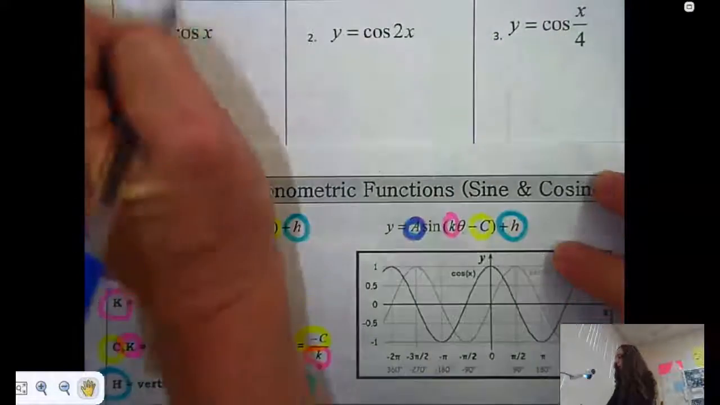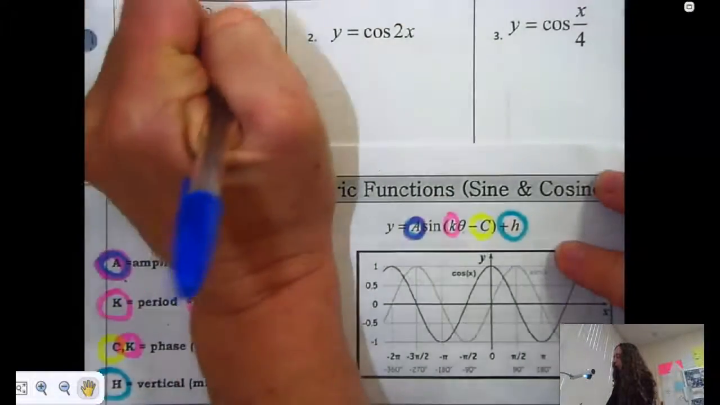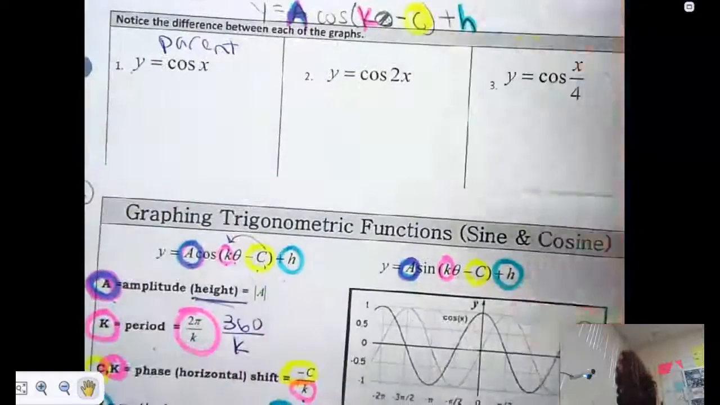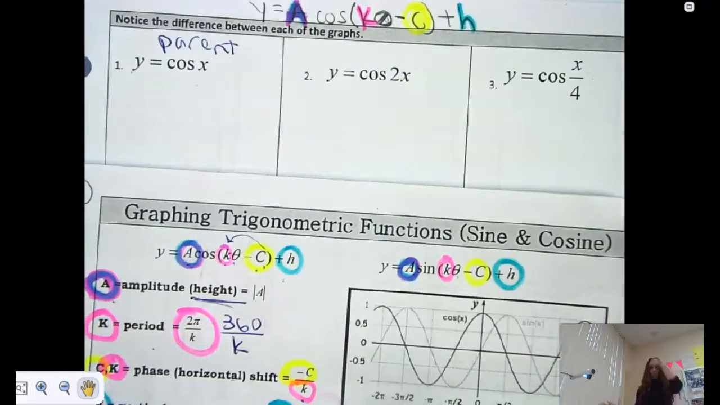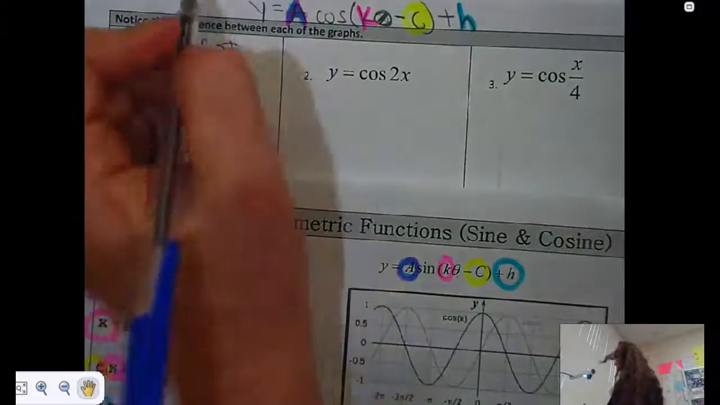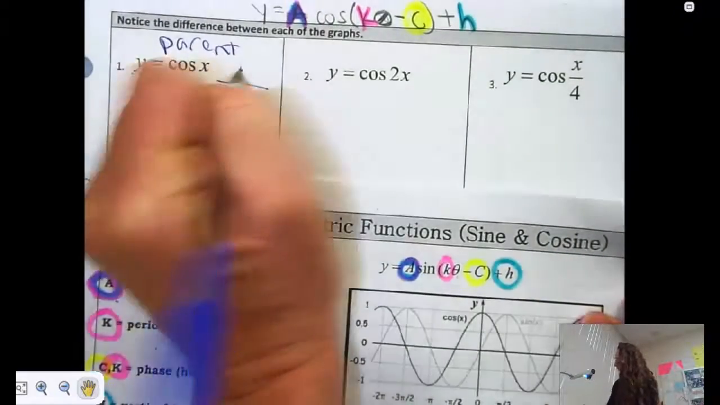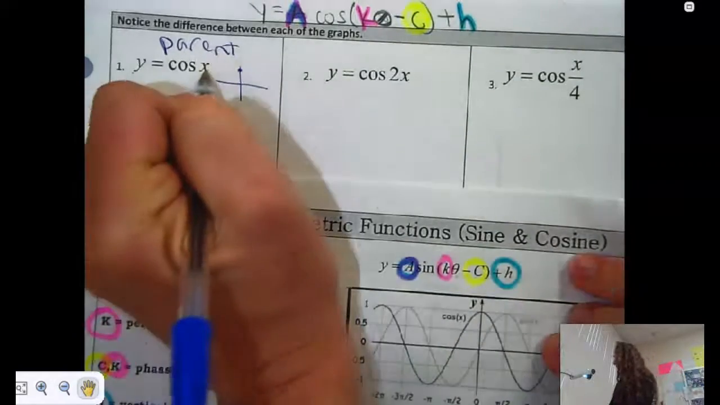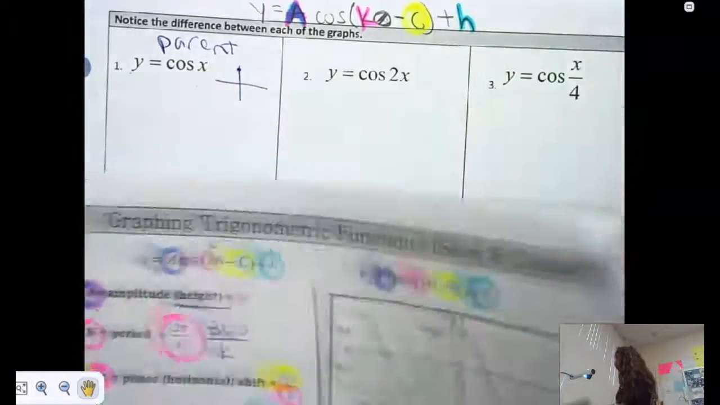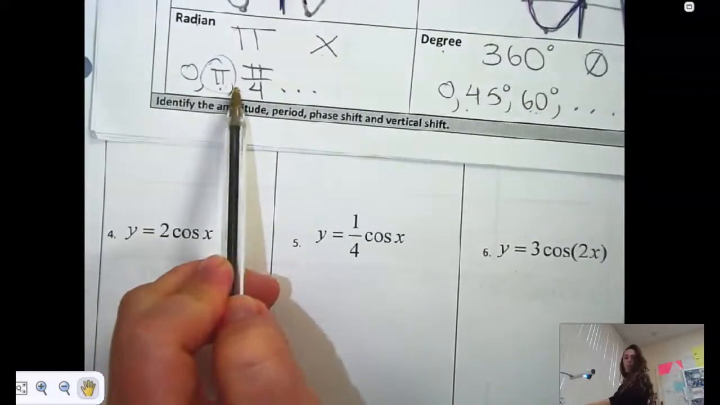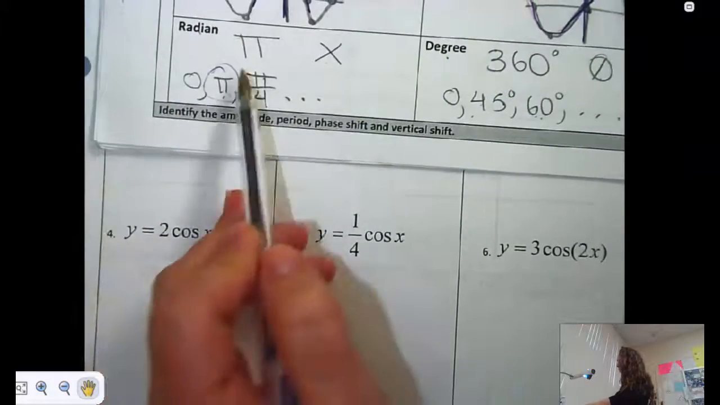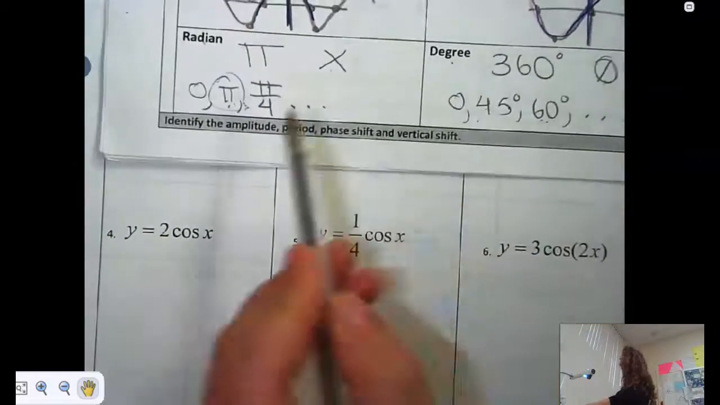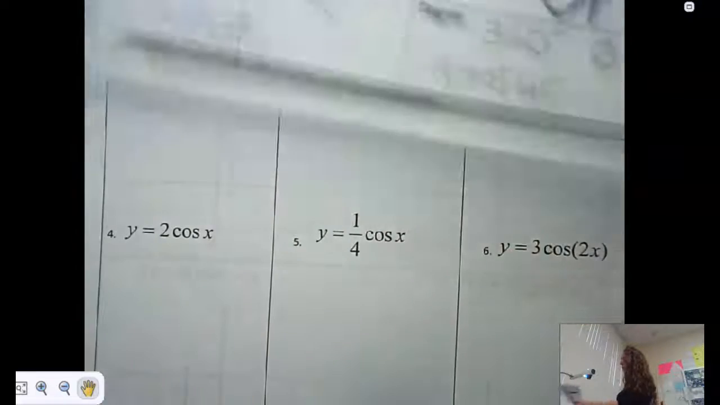So here is the parent graph. Let me write that. This is the parent, and you know it's the parent because there's nothing else happening. Now, we know it's going to be a wave. We also know since it's cosine, the first point will be there. We also know because it's x, it is in radian mode. Okay? If that same thing said cosine theta, then it would be in degree mode. And I'll do both so that you can see.